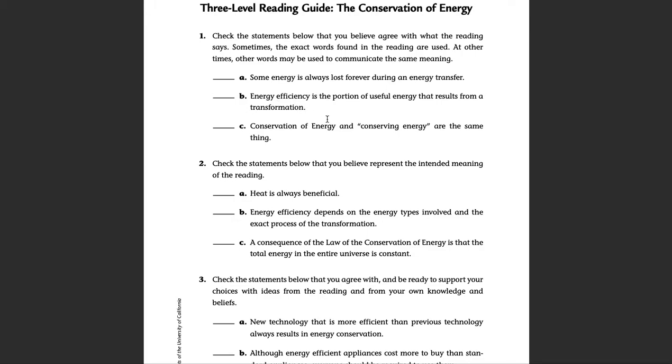Statement B, energy efficiency is the portion of useful energy that results from a transformation. So what that is saying is that, say you have something that is 70% efficient, that is the portion of useful energy that results from a transformation of energy, whether it's potential to kinetic, chemical to light, whatever it may be. So Statement B would actually be true here. Hopefully we've gained that understanding through the reading.